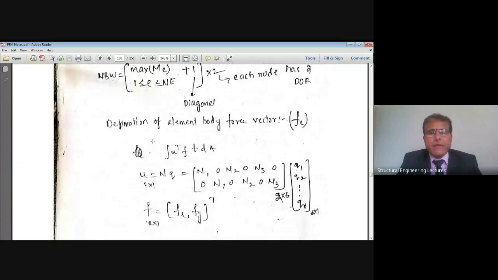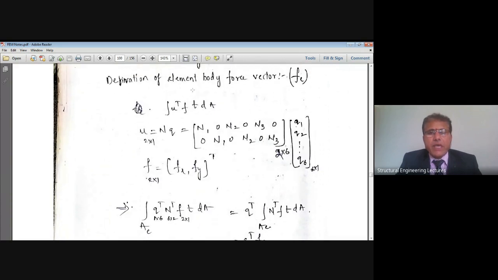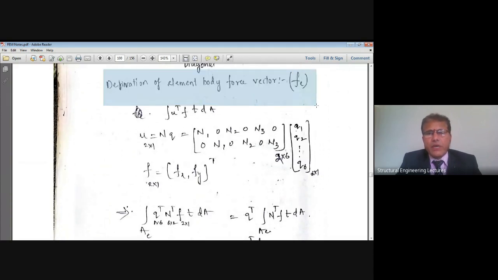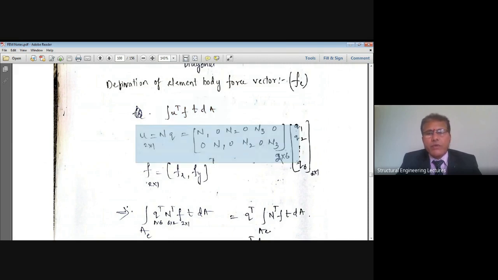Then let us move to the next derivation, the derivation of the element body force vector, notated by F with the subscript e, or Fe. I'll take from the potential energy terms the work done by the body forces as U transpose F dV, where dV is equal to t multiplied by dA. We already know that U is equal to NQ, where U is a 2 by 1 vector, N is a 2 by 6 matrix and Q is a 6 by 1 matrix, right?